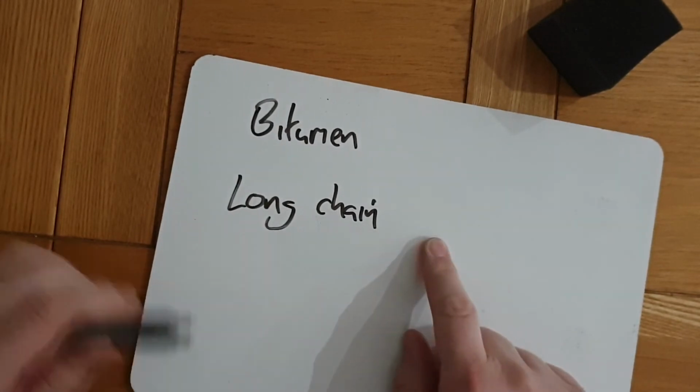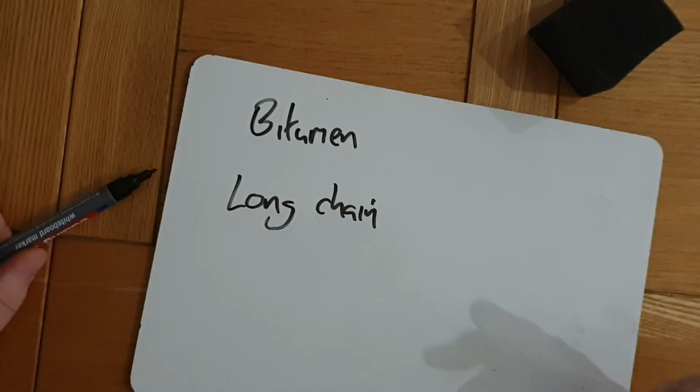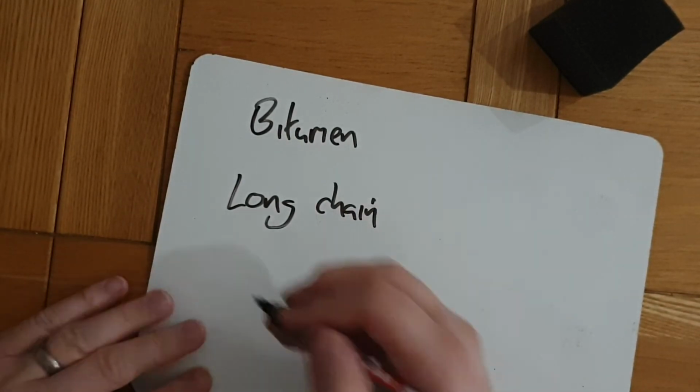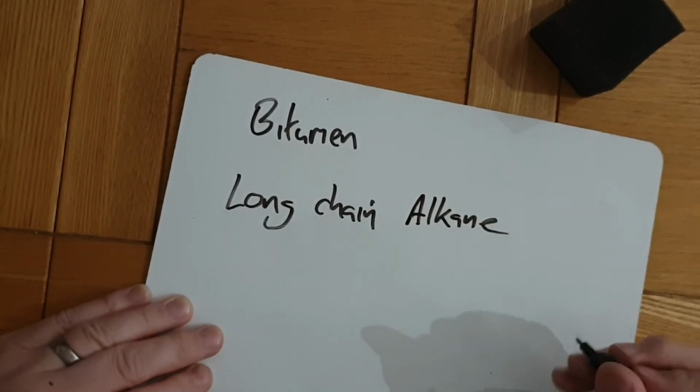So you take your really, really long chain and you crack it in half. And if you snap it, you're going to end up with a shorter chain alkane. So you take a long chain alkane and you crack it.